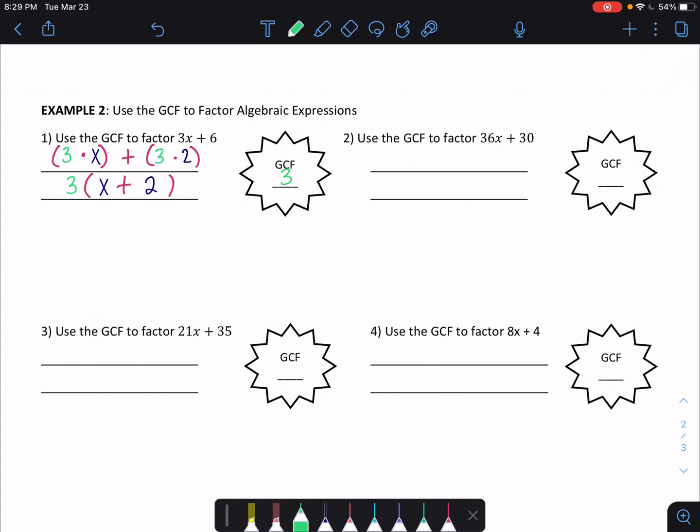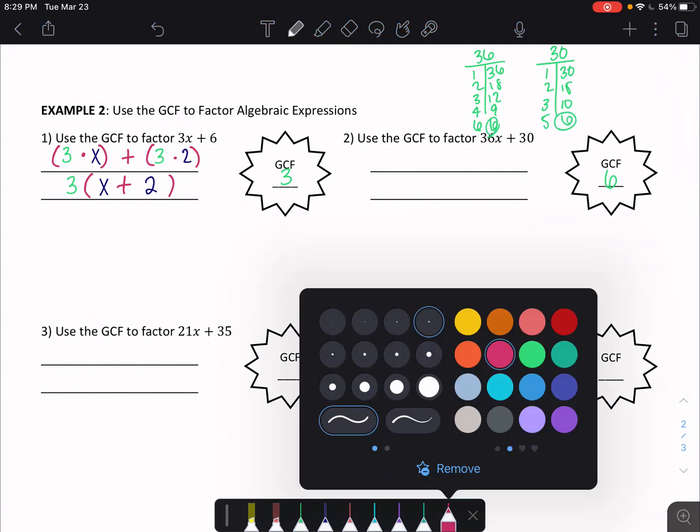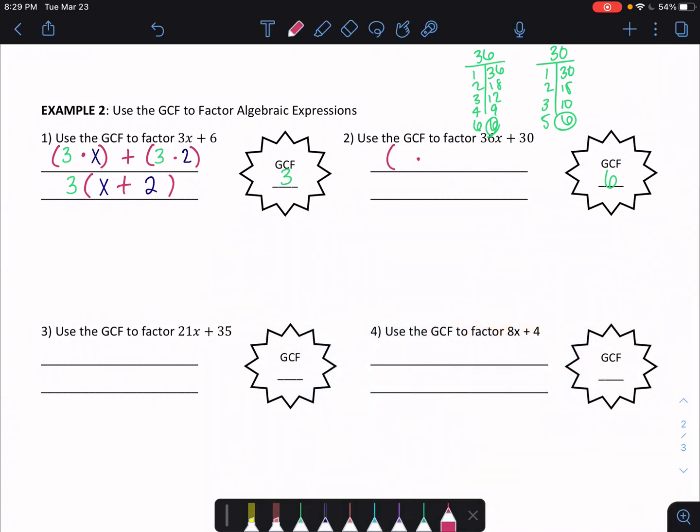In number 2, 36 and 30 have a 6 as the greatest common factor, I think. Let's double check. So 36 is 1, 2, 3, 4, and 6. Yep, 6 is going to be our greatest common factor. So 1, 2, 3, 5, and 6. So yeah, 6 is going to be our GCF here. So in my first step here, when I break it down, I'm going to have a 6 and a 6.